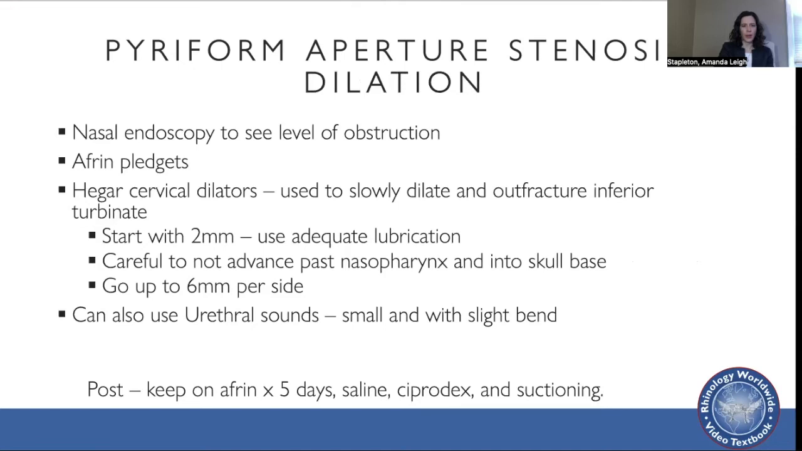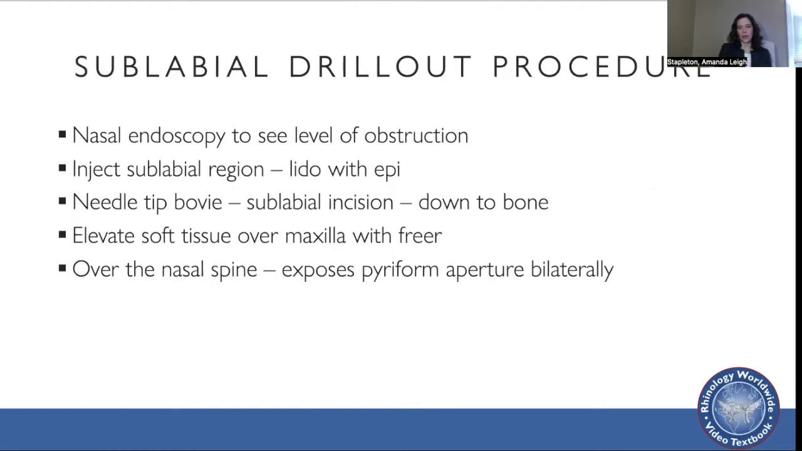And so, again, you want to use nasal endoscopy. You can use cervical dilators or ureteral dilators. You go slow, you start small, and you slowly advance them and see if you can get up to 6 millimeters per side. I tend to stent these afterwards because after you've created this dilation pathway, you don't want it to scar back to the septum. And so I typically will take very small endotracheal tubes, cut them to size, and use them as stents for up to 2 to 3 weeks.